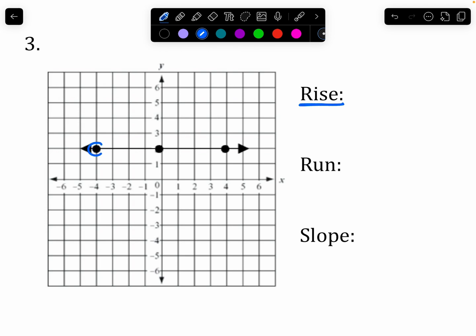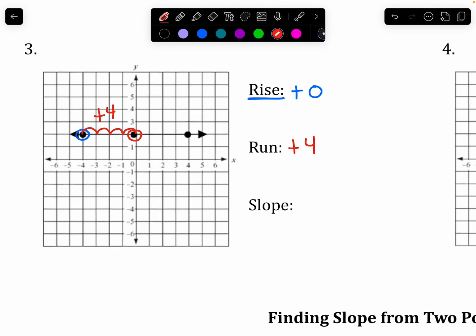We're going to look here at this horizontal graph. I'm going to do my rise first. I'm going to go from this left coordinate to this middle coordinate. And in order for me to rise to get from my blue point to my red point, I'm actually not going up any. I don't have to travel in the upwards direction or the downwards direction. I'm just hanging out there. But I am going to run. And I'm going to run 1, 2, 3, 4. So I went to the right 4 places.